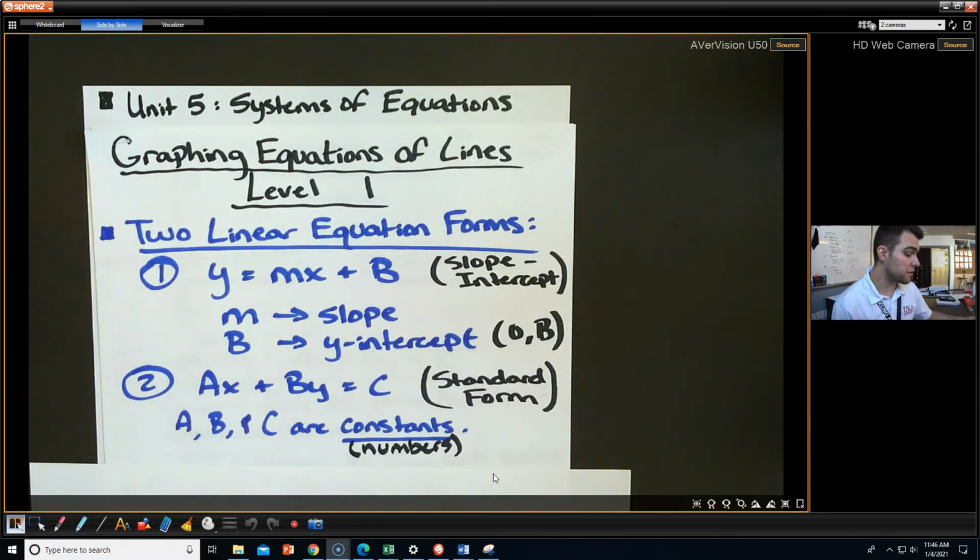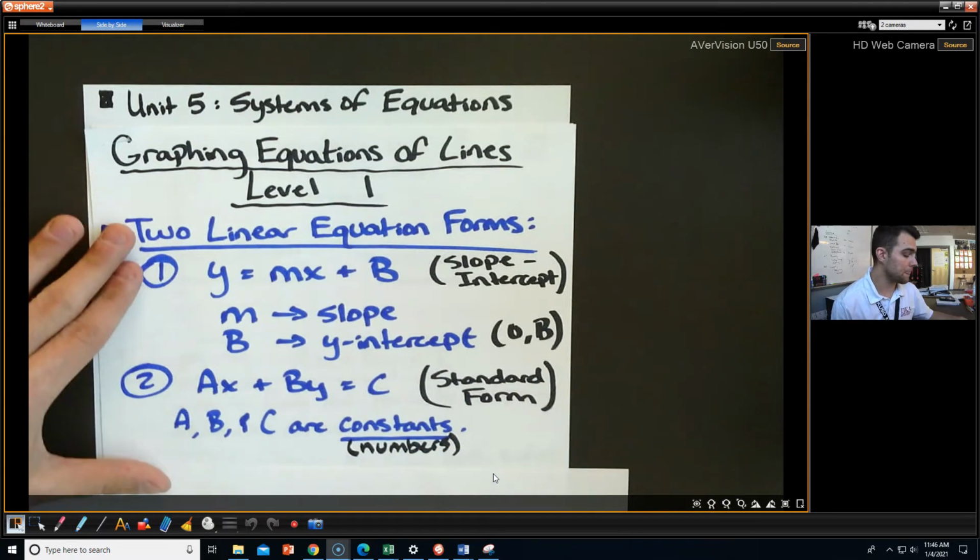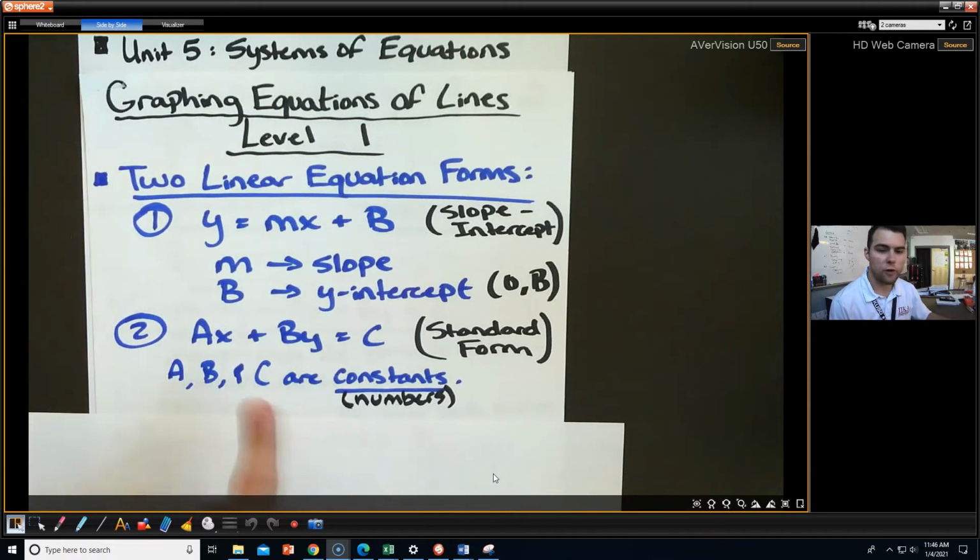We also have another form, though. We have standard form. Standard form is kind of wonky. We talked about it a little bit towards the end last semester. A, B, and C are just constants or numbers, and there's nothing really scary about them, but we are going to be using standard form and converting it back into slope-intercept form to graph equations of lines.